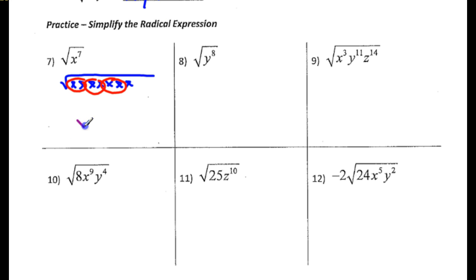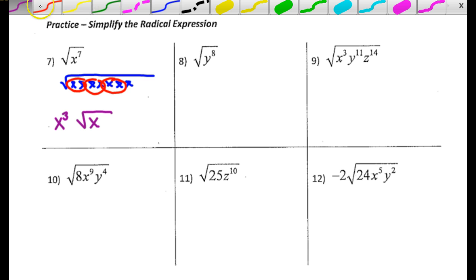Alright, so let's put our answer. I'll put my radical sign, and let's take what comes out. 3 pairs comes out, so x comes out, but I need an exponent of 3 to show that it's x times x times x. What stays inside? 1 x. And that's the answer. Okay? Alright, now let's try this one.